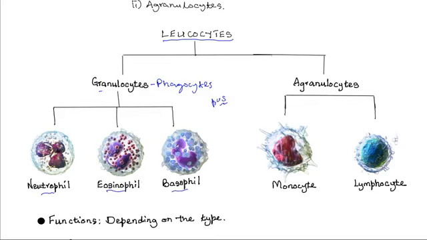Agranulocytes, on the other hand, lack granules in the cytoplasm, and they tend to have either a rounded nucleus, like in the lymphocyte, or a bean-shaped nucleus, like in the monocyte. So the monocyte has a bean-shaped nucleus, while the lymphocyte has a rounded nucleus. Now, monocytes are produced in the long bone marrow, just like the granulocytes, and they are also phagocytic. That is, they destroy pathogens through phagocytosis.